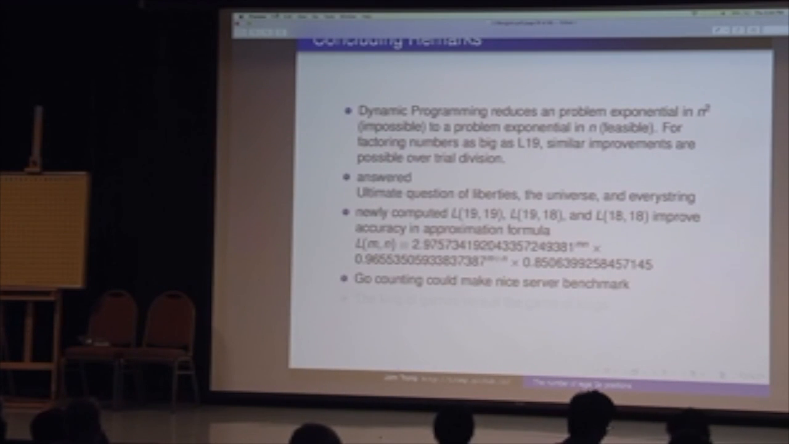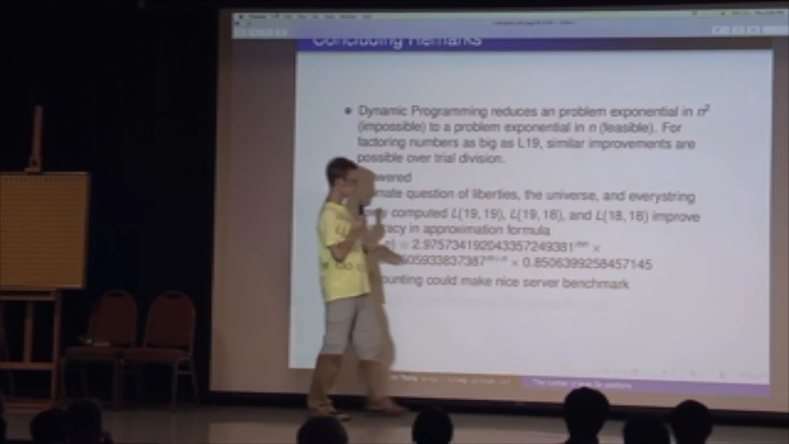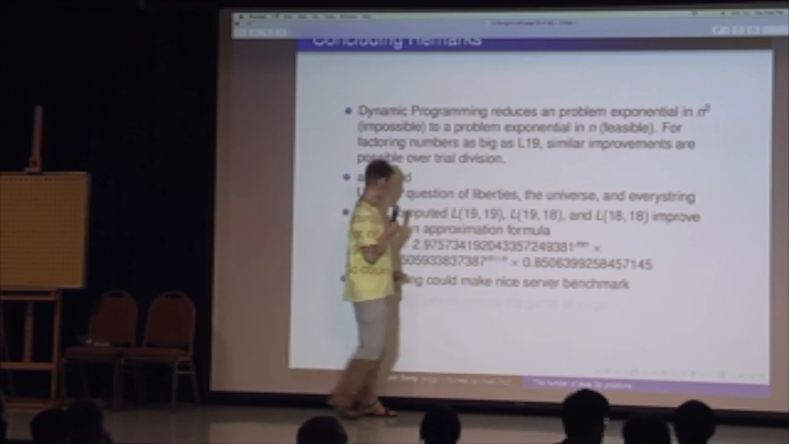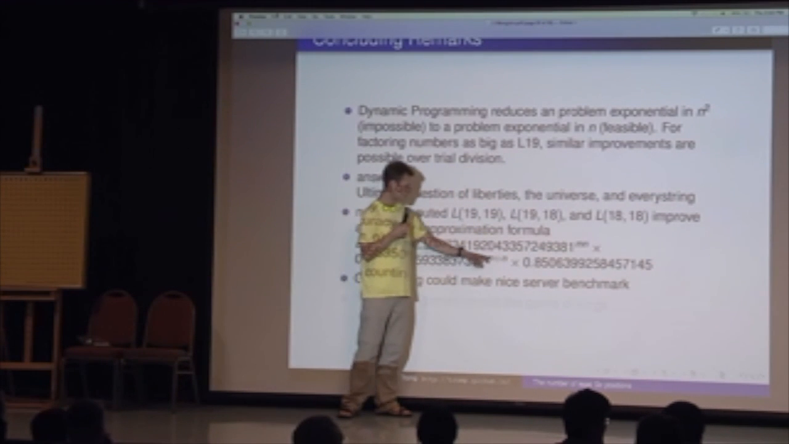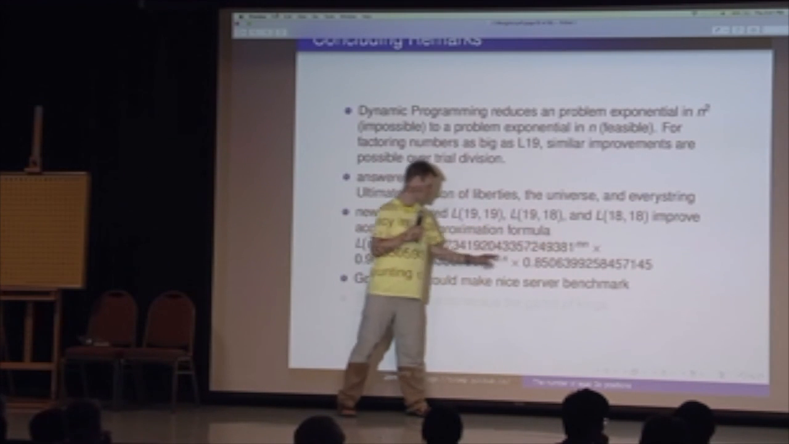And of course, Go counting turns out to make a nice server benchmark. The algorithm. Okay, so alpha is the pure constant factor. This is alpha. And this is beta. Beta is raised to the power of n plus n. This is the base of liberties, the most important one of these constants.